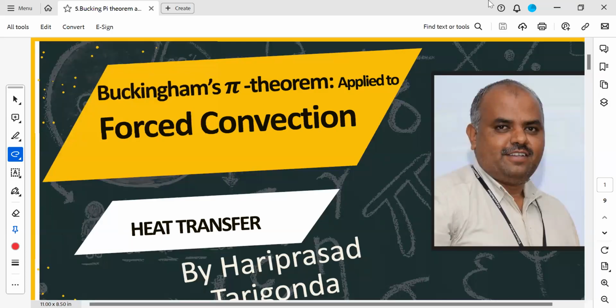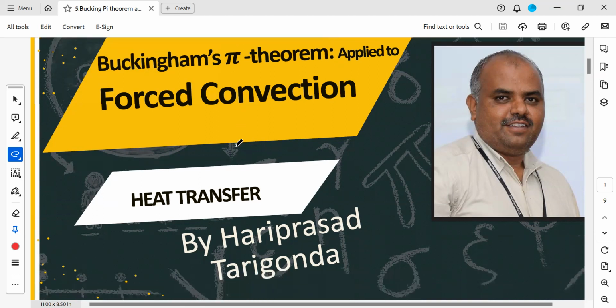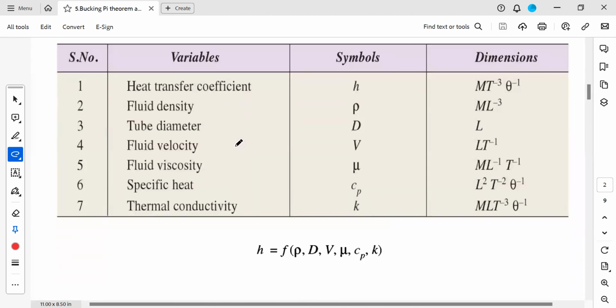Hi, good morning. Today we will see Buckingham's pi theorem applied to the forced convection heat transfer process. The variables involved in the forced convection process are listed here.